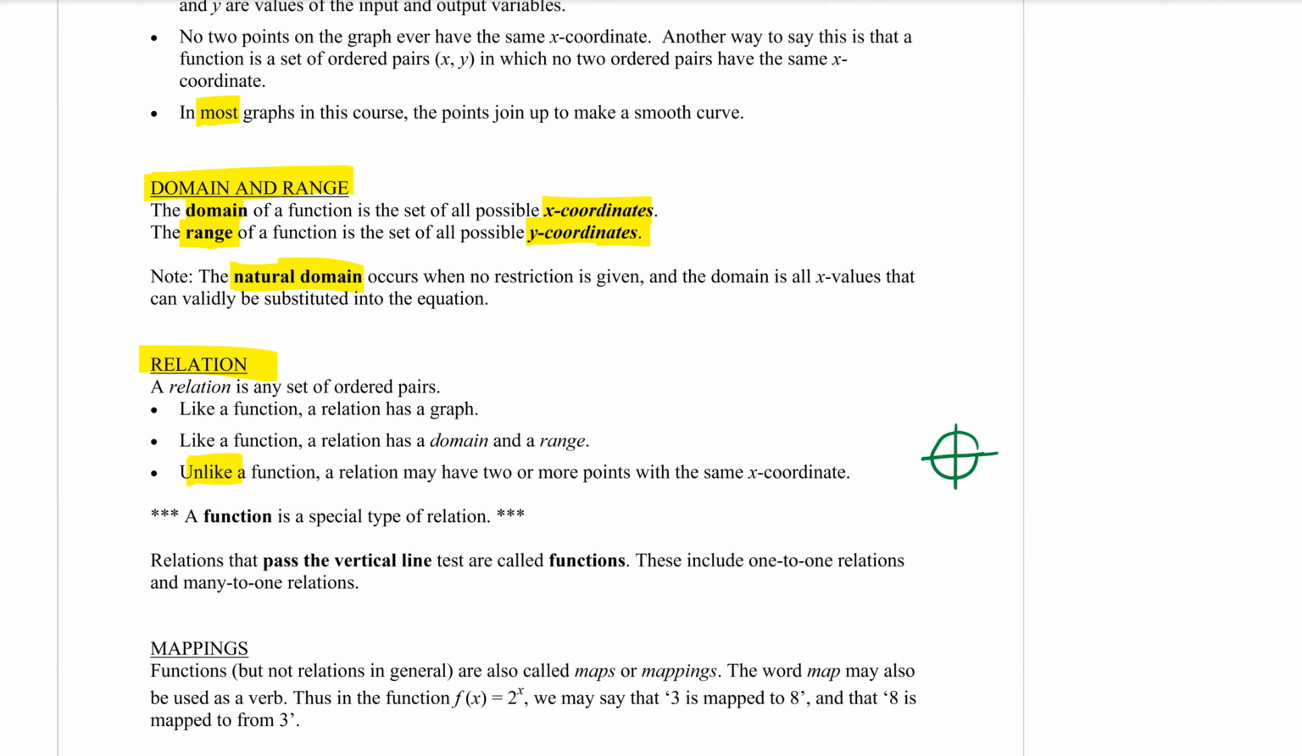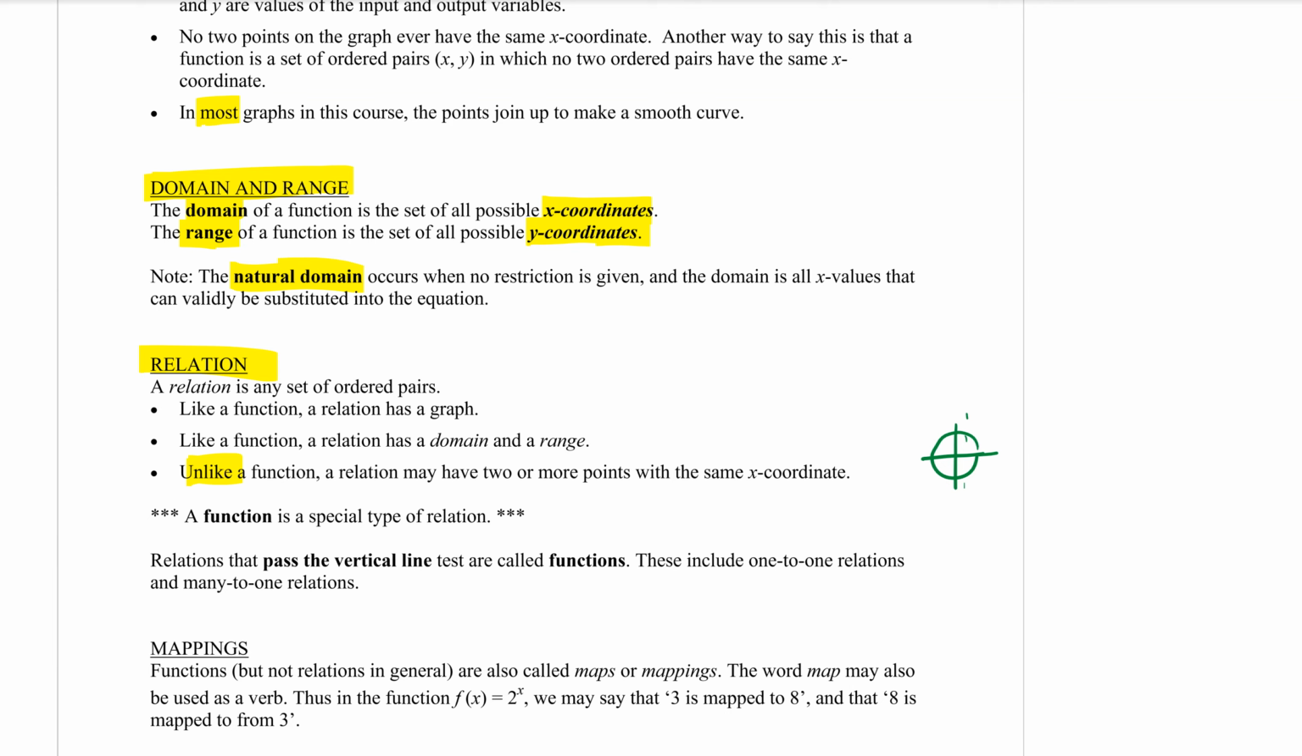Okay, I draw my vertical line through that, and it cuts through twice. For that x value, if I draw it through one, it's cutting that circle in 2 places, so it's not a function. But it is a relation. Any graph that I can give you an equation for, where there's a relationship between x and y, that's why it's called a relation. There's a relationship between x and y.